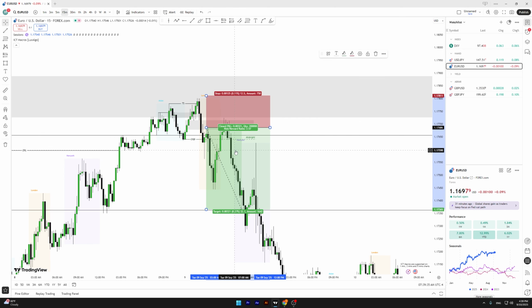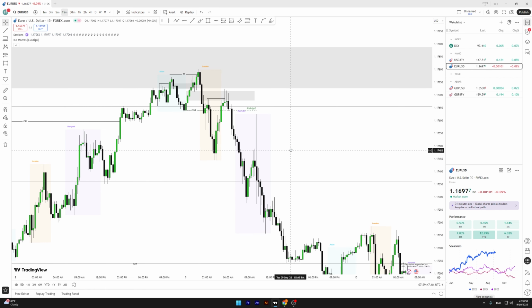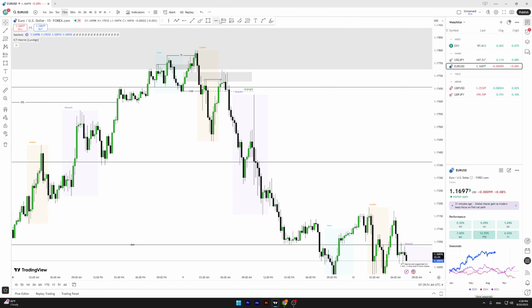If you have missed it here, price again came to the downside, went up again, and gave a turtle soup again. So you can also enter here, and then price gave a move to the downside. So this was my simple entry.